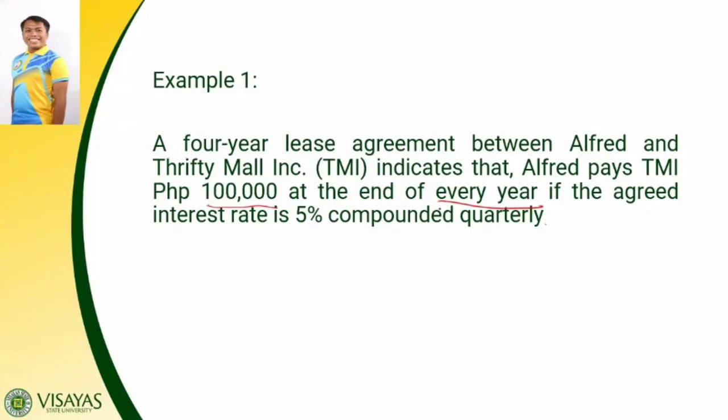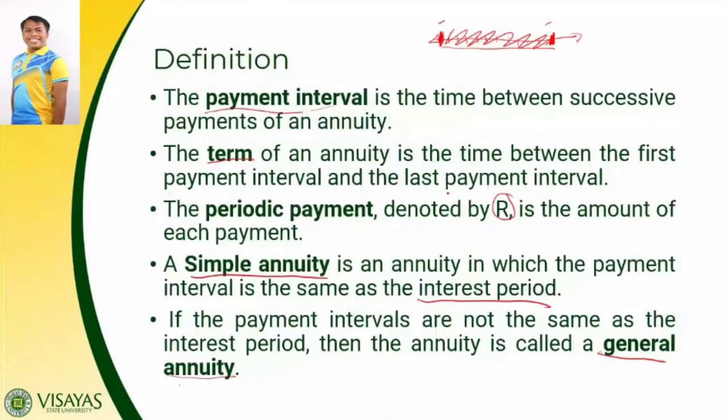However, the interest period is quarterly, or every 3 months, because their agreement is 5% compounded quarterly. So hence, the annuity is a general annuity. It is not the same. General, because the payment interval is not the same as the interest period. So this problem is an example of a general annuity.